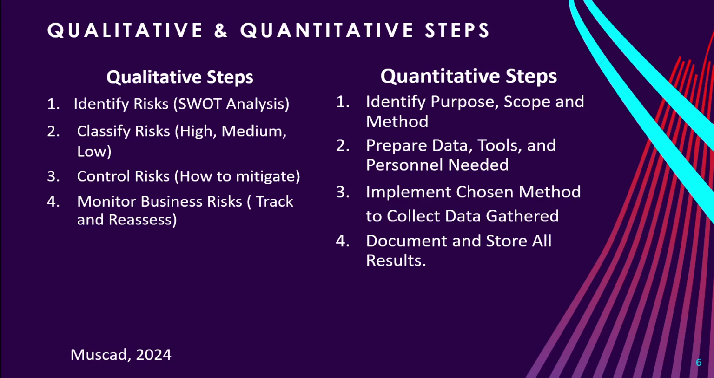The first step is to identify the purpose, the scope, and the method. Determine the objectives of the analysis, establish what parts of the project will need to be examined, and choose the appropriate quantitative method or model to apply. You also want to consider potential alternate methods for a comprehensive assessment.